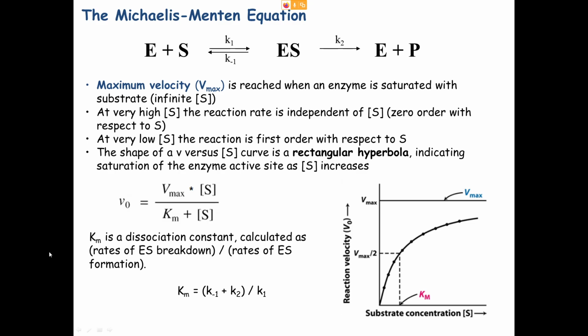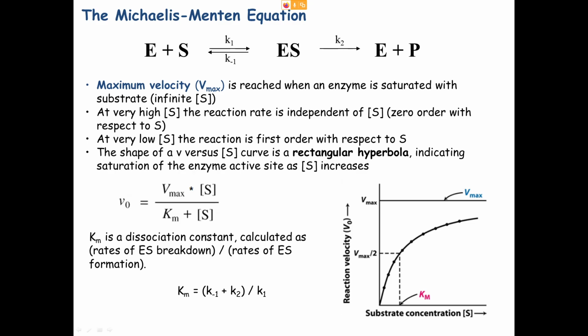And it means that the velocity, the initial velocity, that's why it says v naught, right? So we're biasing those conditions to get rid of that k minus 2. The initial velocity is equal to the maximal velocity times the substrate concentration divided by the Km, which is called the Michaelis constant, named after the same person, plus the substrate concentration.